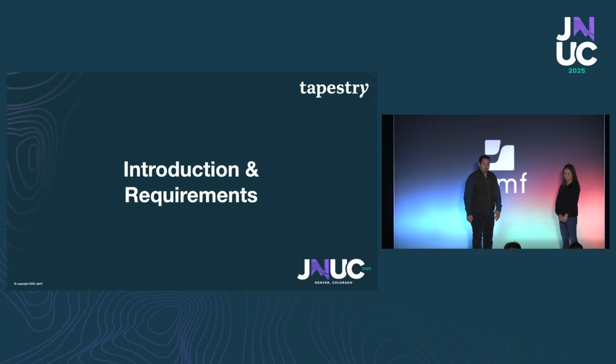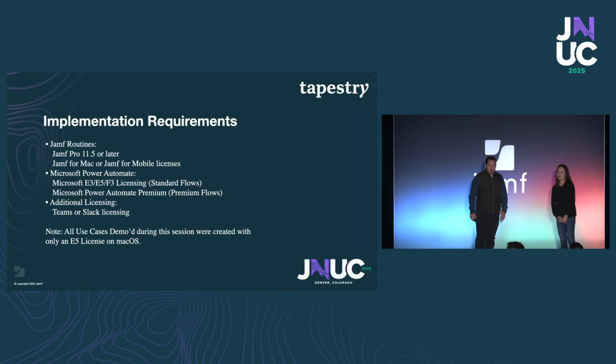Okay, so we're going to run down some requirements and introductions to the technologies we're going to touch today. As far as implementation requirements go, there's a minimum version of Jamf Pro. You do need Jamf for Mac or Jamf for mobile licensing to enable Jamf Routines. For Power Automate, you're going to need an E3, E5, or F3 licensing for the standard flows. If you do have more advanced licensing, you can use some of the premium flows, and we'll touch on that. But today, we're mostly focused on the free stuff that we've built out. Everything we're going to demo today was built on Mac with just an E5 license. We'll talk through some other workflows where you can get more advanced flows, pure API calls off of that.